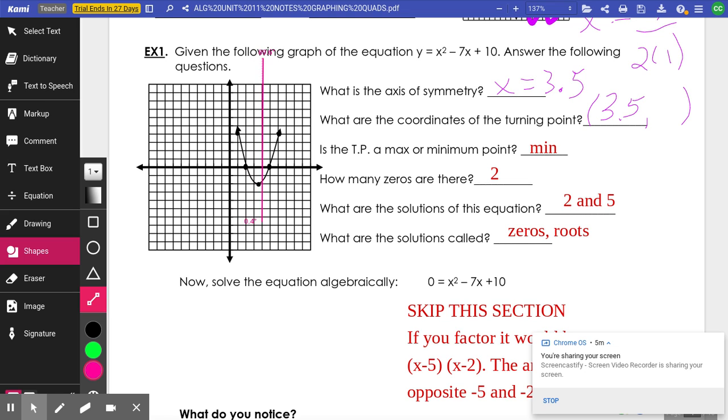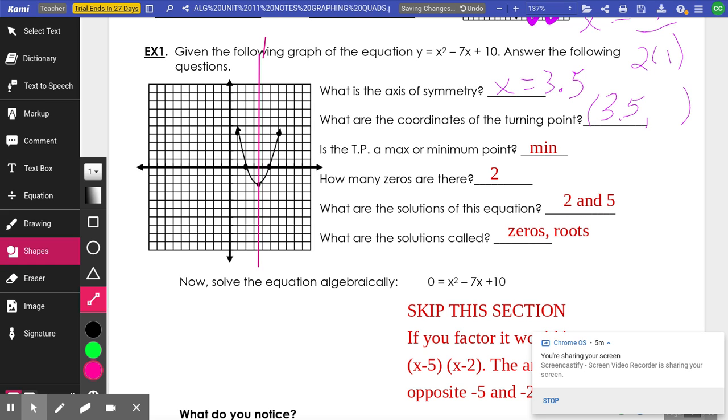Well, you might say, Mr. C, it looks like it's somewhere over here. But you don't want to be partially correct. You want to be exactly correct. So what is that line? You might say that that's right between 3 and 4. But you want to be exact.